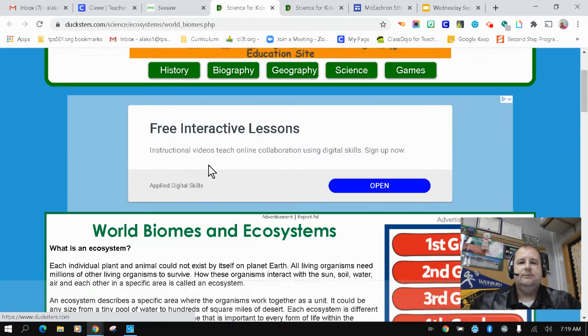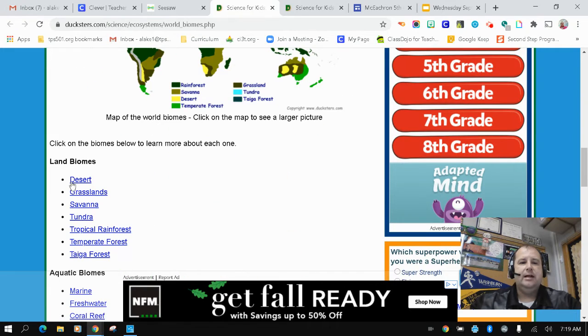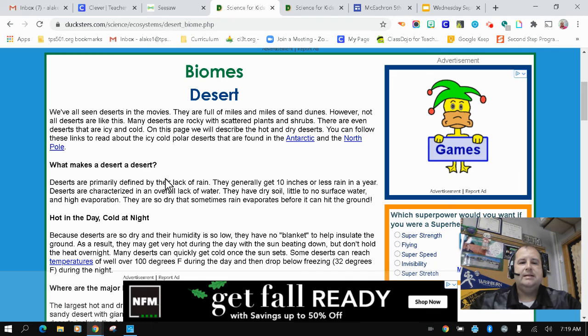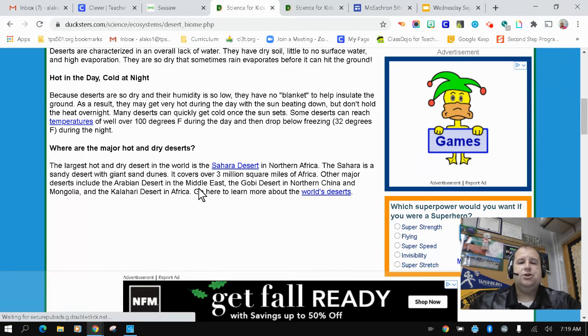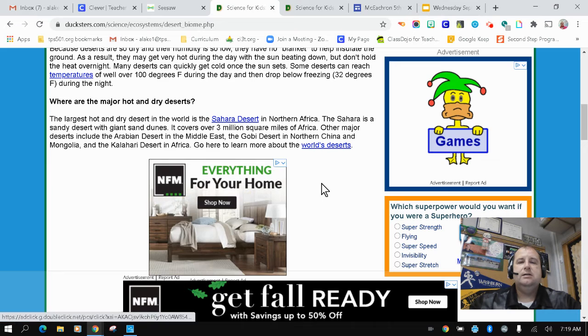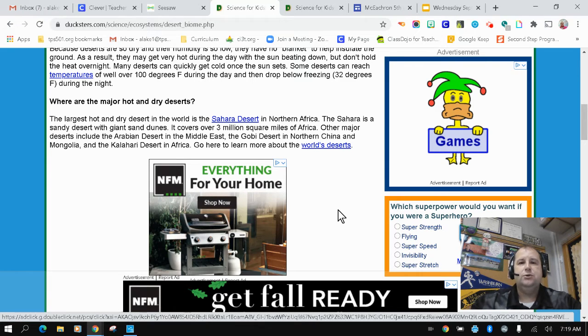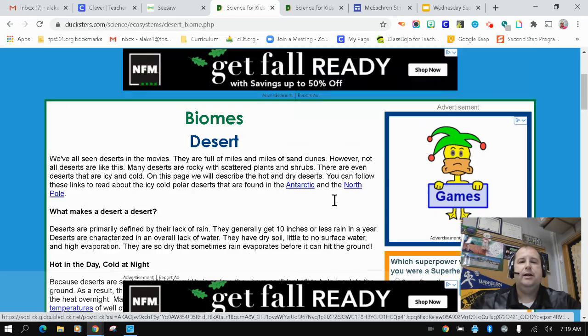For instance, if I was looking up desert, I would read through here, what makes a desert a desert? Deserts are primarily defined by their lack of rain. That might be something interesting in my research, so I might jot that on my notes on one of the slides that it would fit under. Okay, so make sure the information you take notes on is very pertinent or important to your biome or ecosystem.